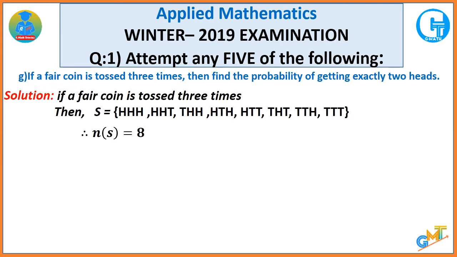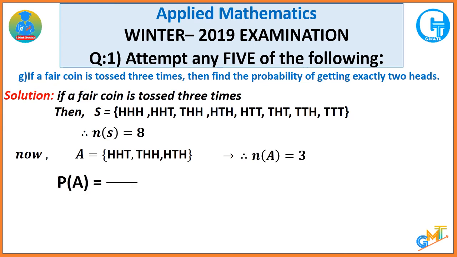Now, if A is getting exactly 2 heads, then consider the elements in S which contain exactly 2 heads, that are HHT, THH, HTH. And the number of elements in A is 3, so n(A) is equal to 3.